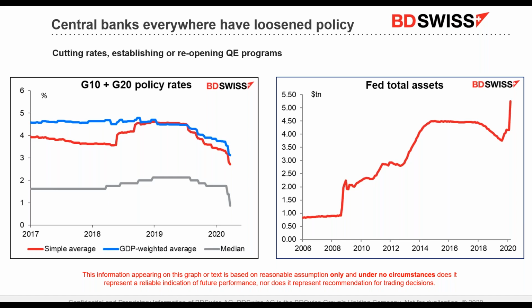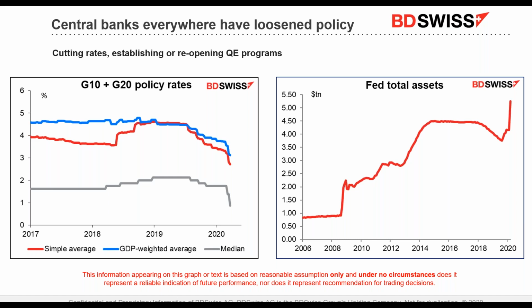Along with the fiscal stimulus, we've had monetary policy mobilized around the world as well. The left-hand graph shows the policy rates of the G10 and G20 countries combined. You can see they've all cut their interest rates. Now the median interest rate of a central bank is below 1%. Many of them are back to zero now. And central banks have launched quantitative easing programs as well. We can get the best first indication of that from the Fed, which announces its balance sheet every week.